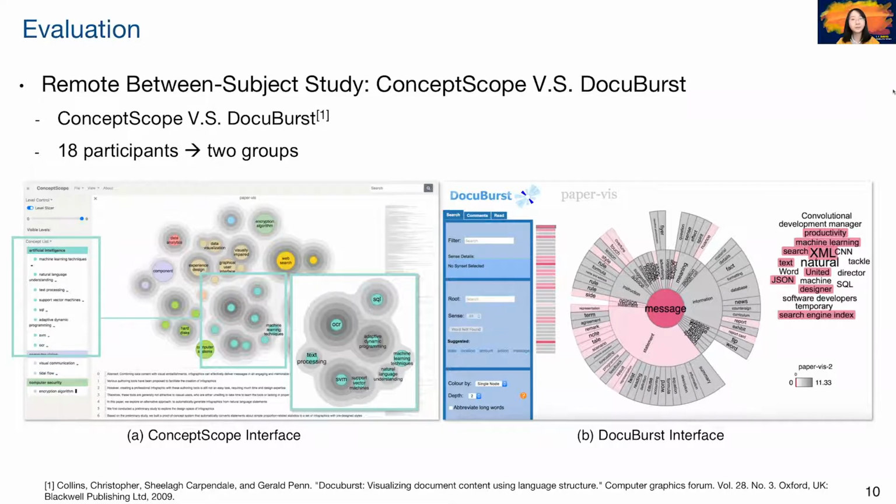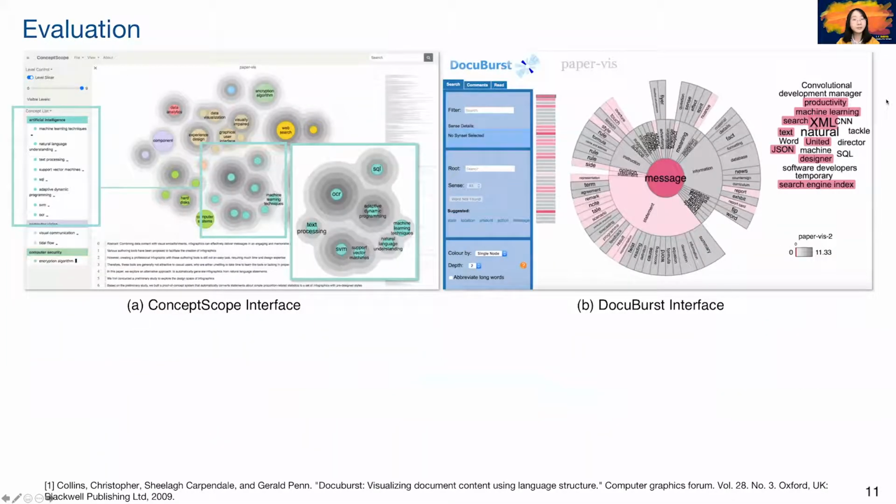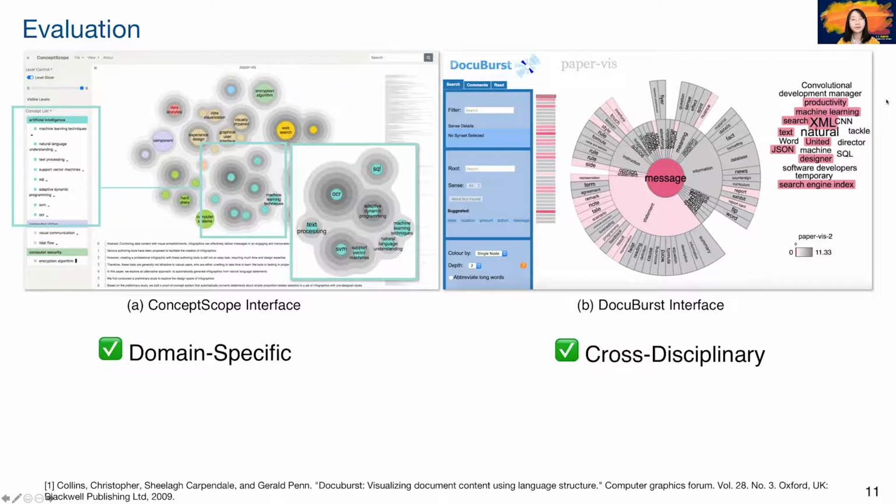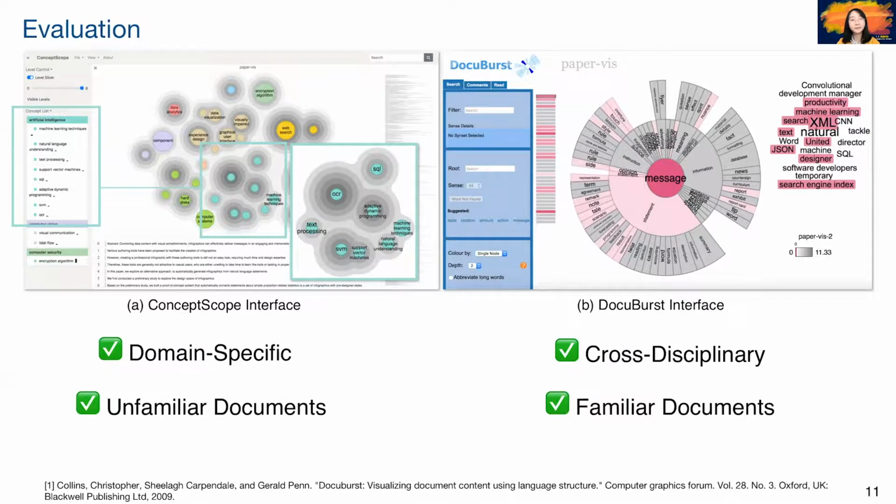According to our user study, we find that our ConceptScope is good at visualizing domain-specific documents, while DocuBurst is better at visualizing the cross-disciplinary documents. A second discovery is that our system is more suitable for users to explore their unfamiliar documents, while DocuBurst is more suitable for in-depth exploration of familiar documents.